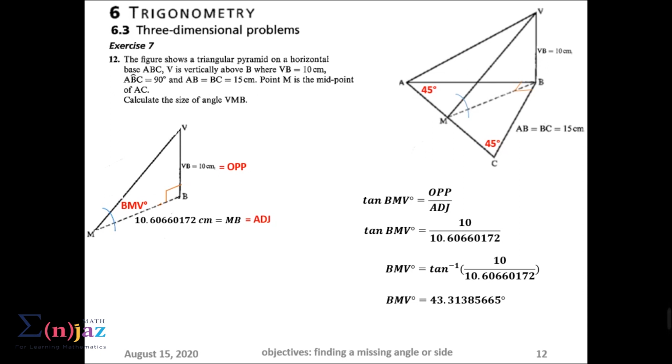To round this final answer to 3 significant figures, 4 is your first figure, 3 is your second figure, and 3 after the decimal is your third figure. So you're going to stop at the 3 after the decimal. Look at the right of the 3. 1 is less than 5, so it's not going to bring my 3 up. So the final answer will be 43.3 degrees, correct to 3 significant figures.